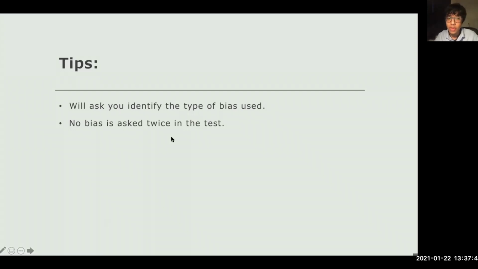All right. Another tip is that no bias is asked twice in the test. So if you feel like you already got the halo horns effect, and then in the second question you also feel like it's the halo horns effect, then one of those is wrong.